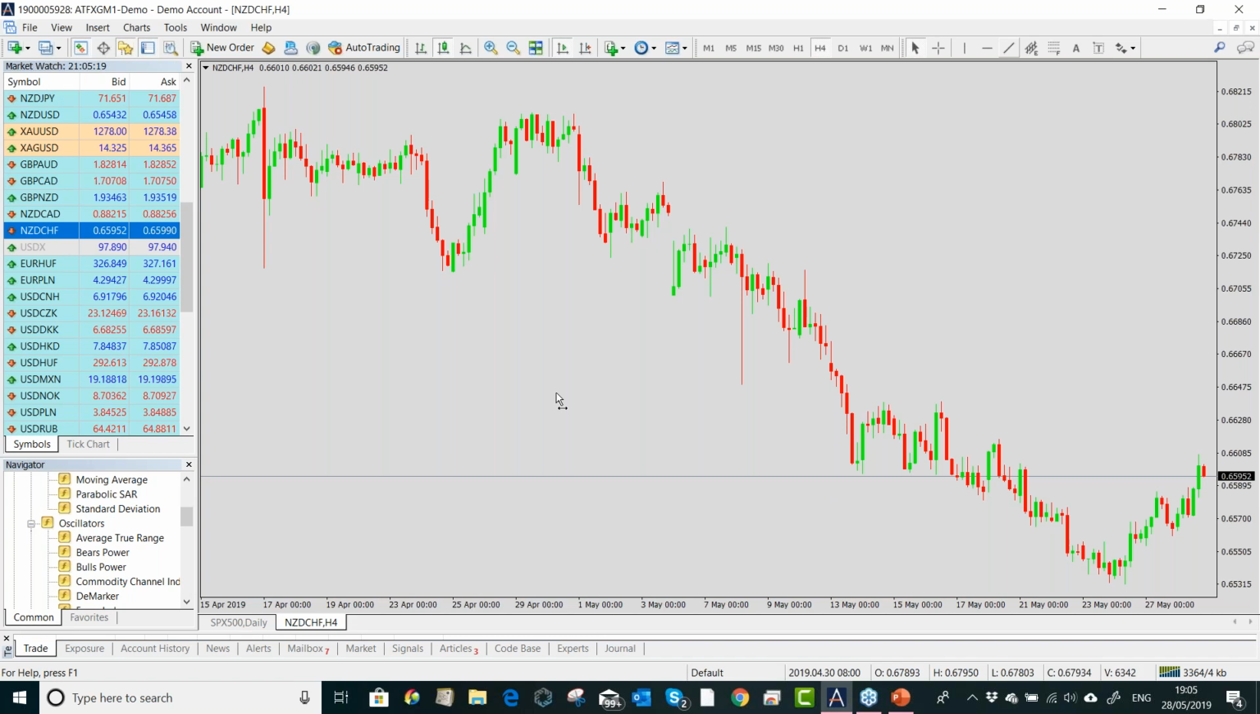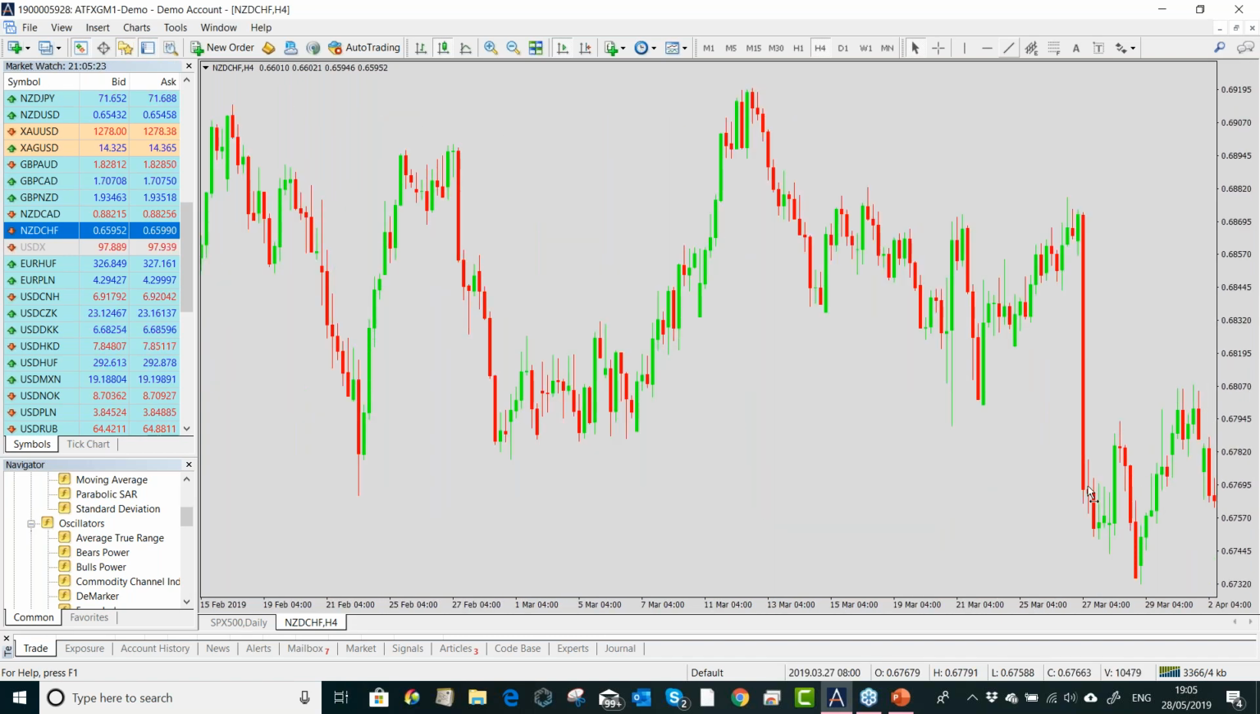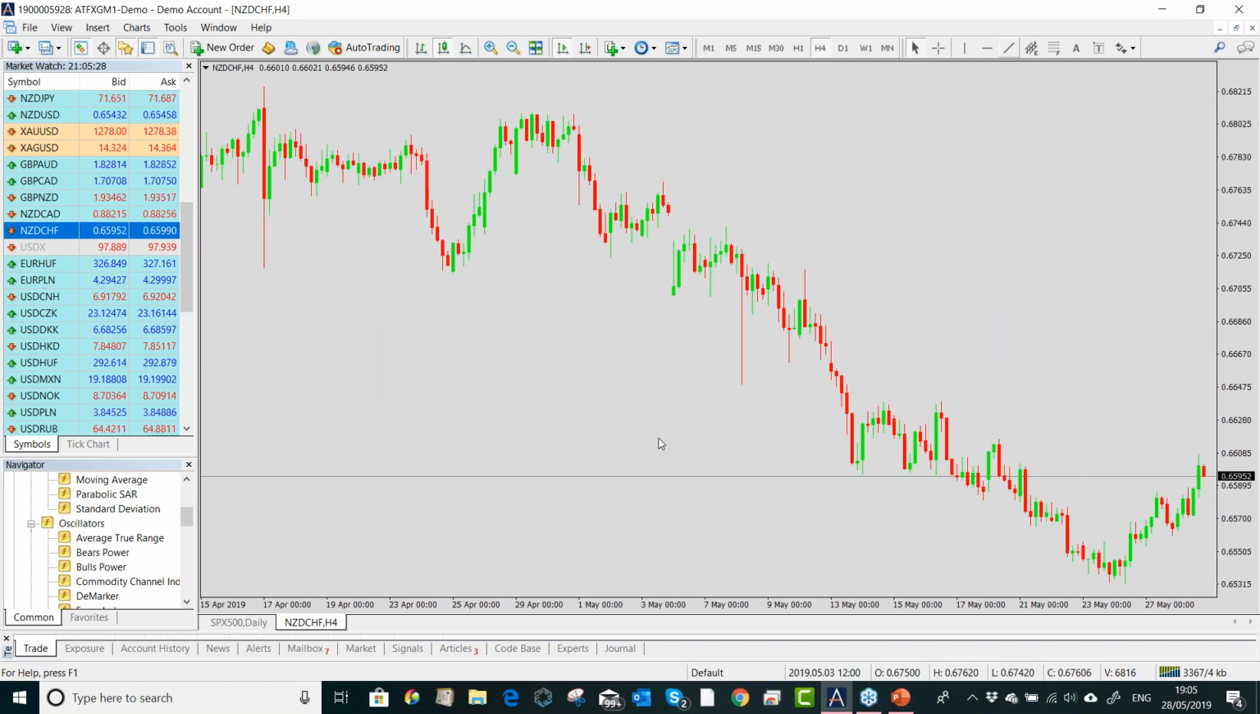So of course I have here a chart of Kiwi Swiss. It doesn't really matter which chart we look at. Let me find, yeah, this one will be fine. So how to spot trends? The first thing that I'm looking for is to identify my highs and my lows in the market.